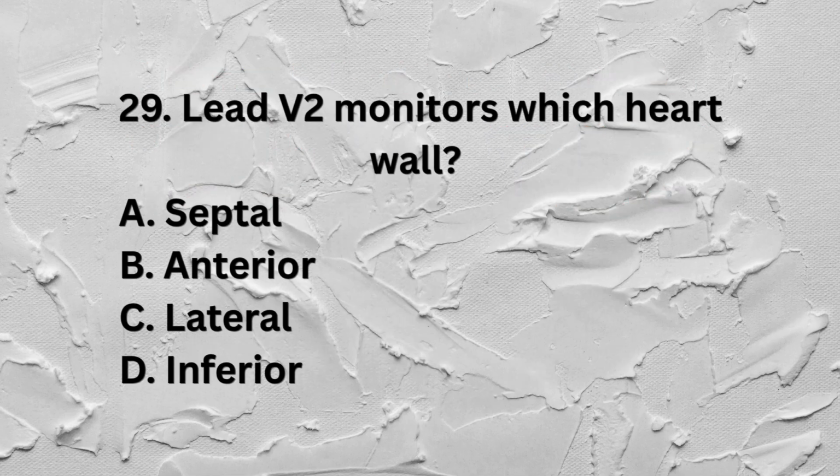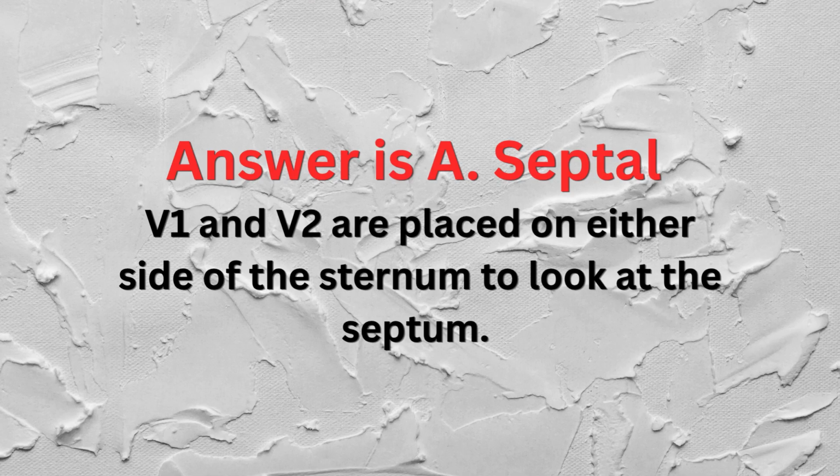Lead V2 monitors which heart wall? A. Septal. B. Anterior. C. Lateral. D. Inferior. Answer is A. Septal. V1 and V2 are placed on either side of the sternum to look at the septum.